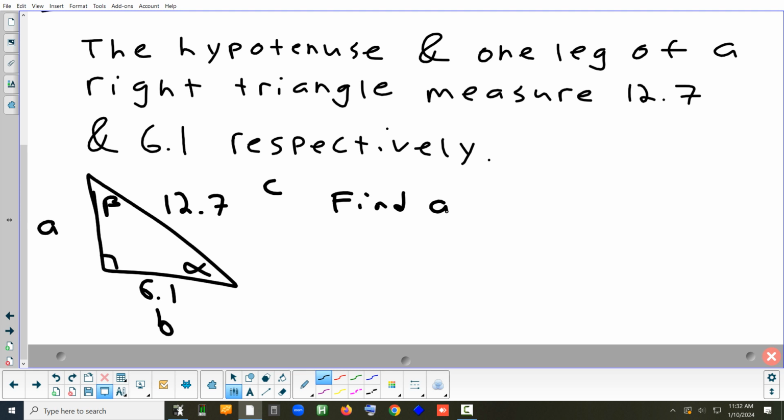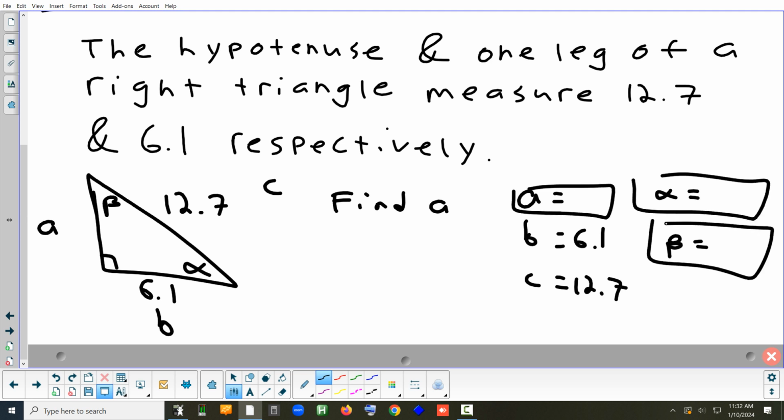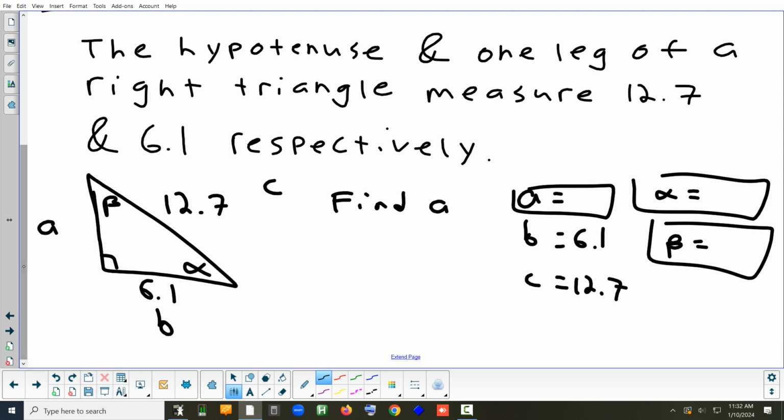Okay, I should make my table so I've got a place for everything. So B is 6.1, C is 12.7. You know what? I'm going to find A. I need a little bit more space.